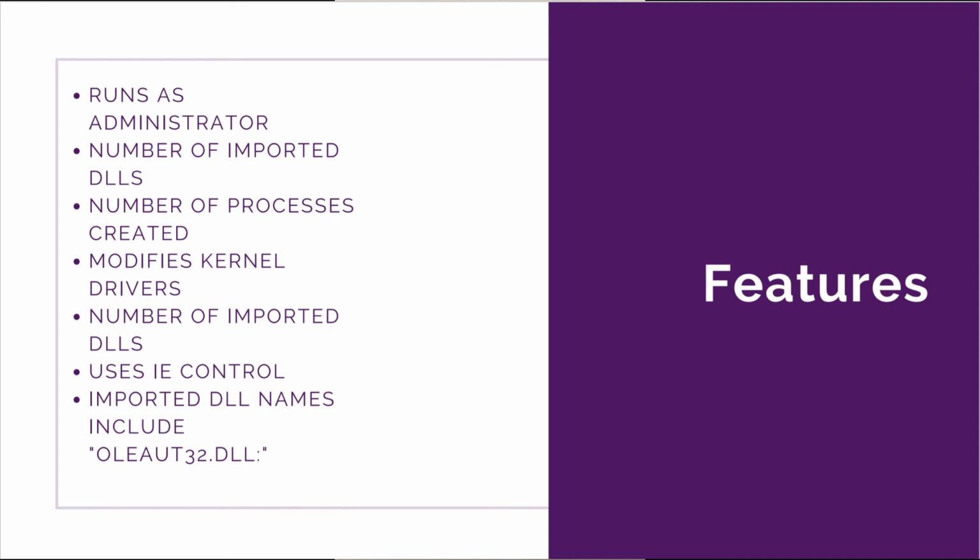Fourth, modified kernel drivers. Whether or not the application will modify or create kernel drivers. Fifth, number of imported DLLs. How many DLLs are in the import table. 6, uses IE control. Whether the UI of the PUA uses web browser control. And 7, it is a flag which indicates if one of the imported DLLs is OLEAUT32, because this is needed for the COM framework and is often used by PUAs.